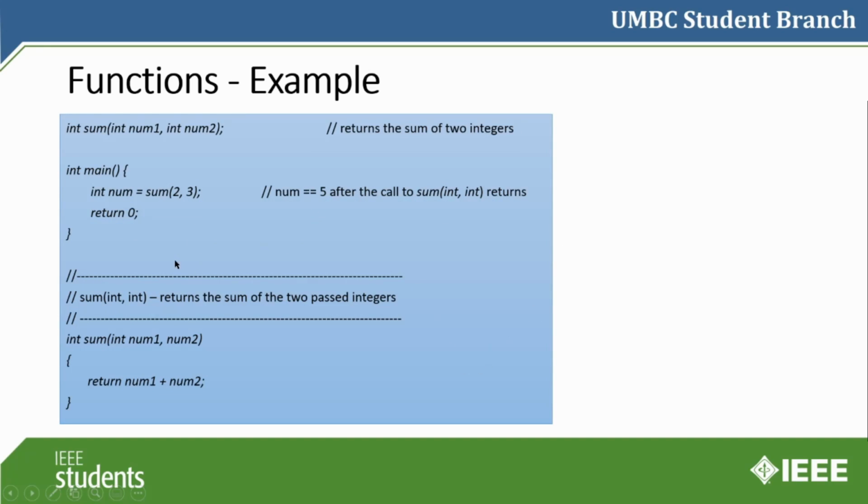So this is an example of the sum of two integers function that we had on the prototype page, along with it being called from the main method. So in here we just return the sum of these two numbers, and this is being called up here, where num is being set to the sum of the values 2 and 3, which means that num will equal 5 after the call to sum of two integers.